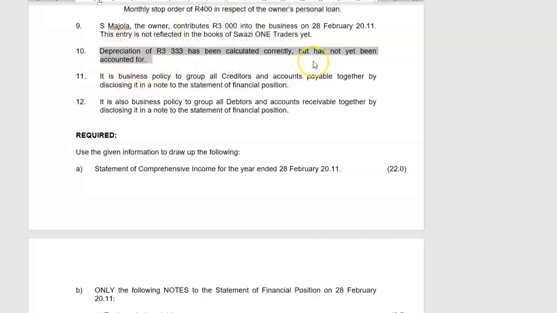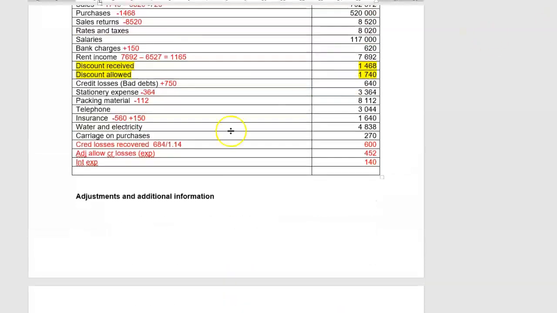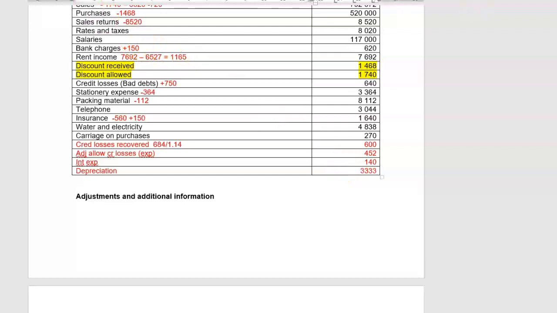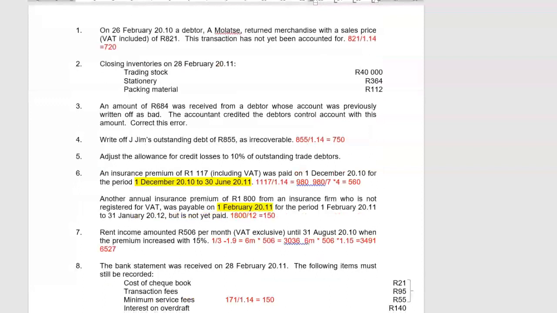Depreciation of 3333 has been calculated correctly, but has not yet been accounted for. So obviously you're going to add depreciation of 3333 here, and in your template, you're going to add depreciation charge as one of your line items with an amount of 3333. Good.